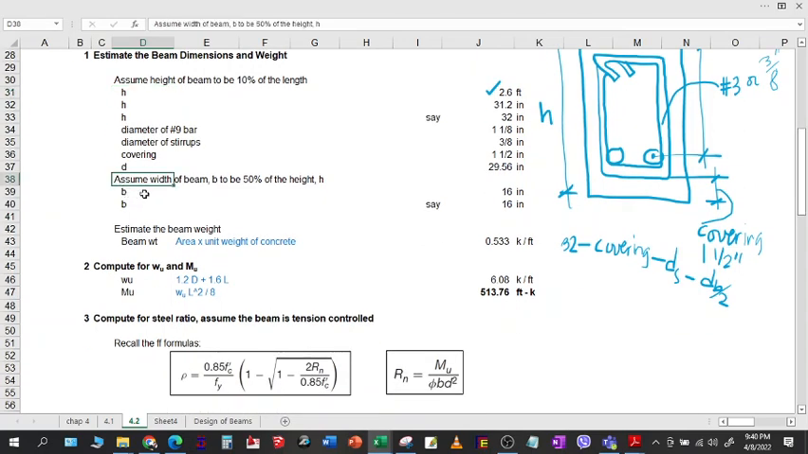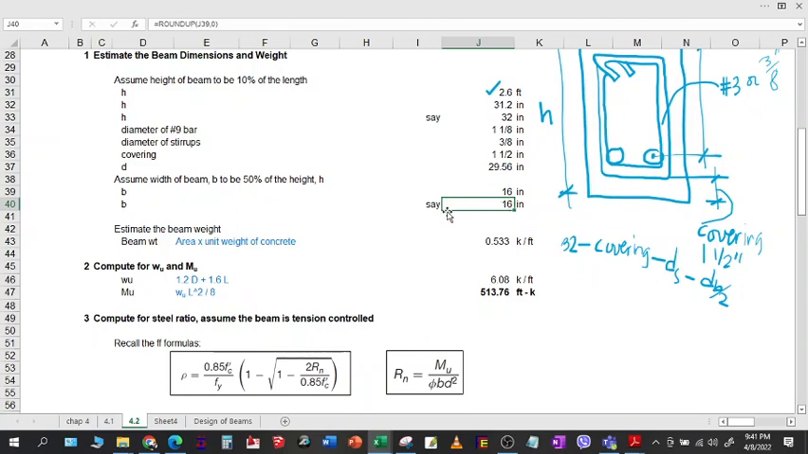Next is to assume the width of the beam, and the beam width should be within 50% of the height. So the height is 32 inches. 50% of that will be obviously 16 inches. Just in case there is a decimal place, then you have to round it off to the nearest whole inch, so that it will not be difficult for the formworks fabricator to fabricate for the formworks of your beam.